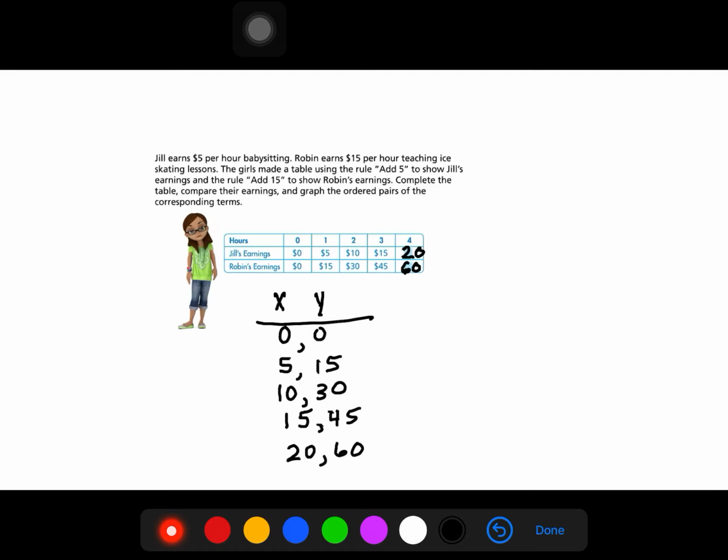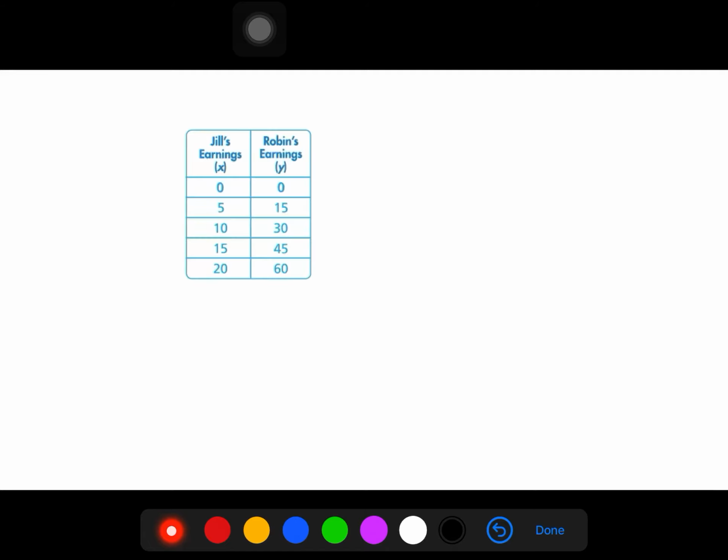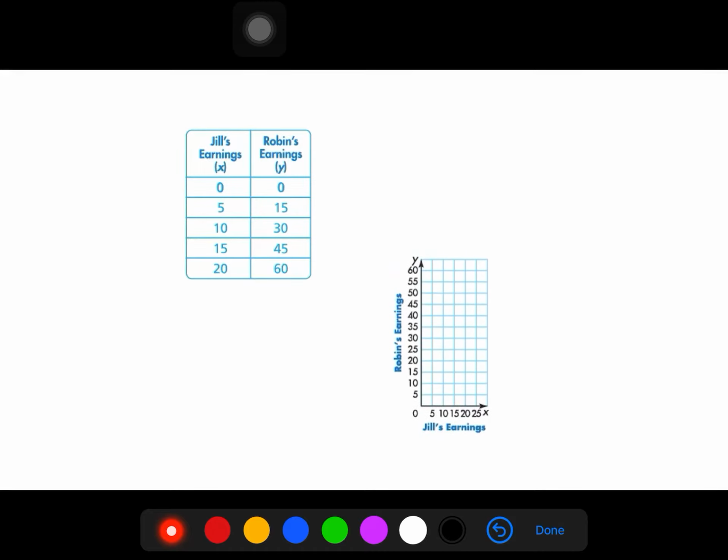As I'm writing that, I was thinking about if there was a pattern between my X coordinate and my Y coordinate, what my rule could be. Okay, love that. That's my table. Looks a lot neater in their writing, so now I can add the grid. Makes it a lot easier to write. Okay, so 0, 0. Over 5 for Jill on the x-axis up to 15. Then Jill earns $10 and Robin then is at $30.